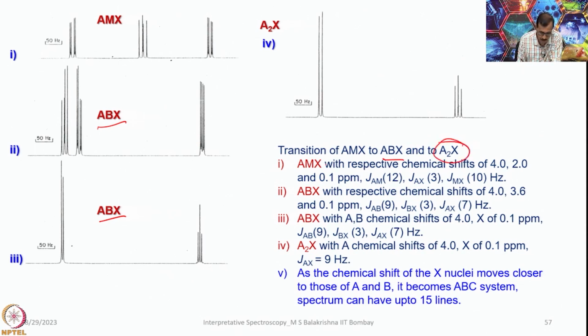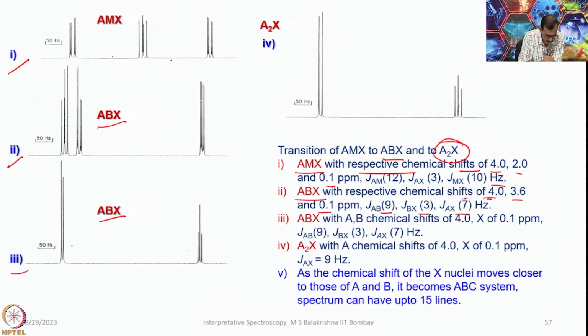Now these are all simulated spectra. The first is AMX with respective chemical shifts of 4, 2 and 1.1 ppm, where the JAM coupling is 12, JAX coupling is 3 and JMX coupling is 10 hertz. In the second one, this is an ABX system with respective chemical shifts of the same 4, 3.6 and 0.1 ppm, and the JAB value is brought down to 9, then BX is 3 and AX is 7.